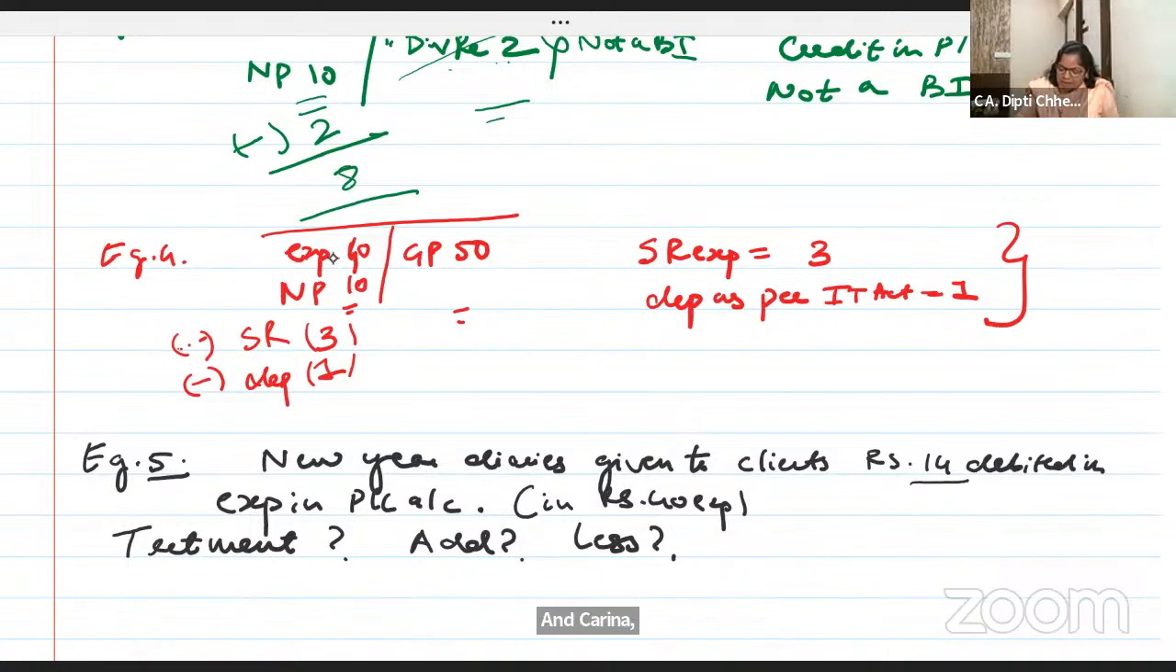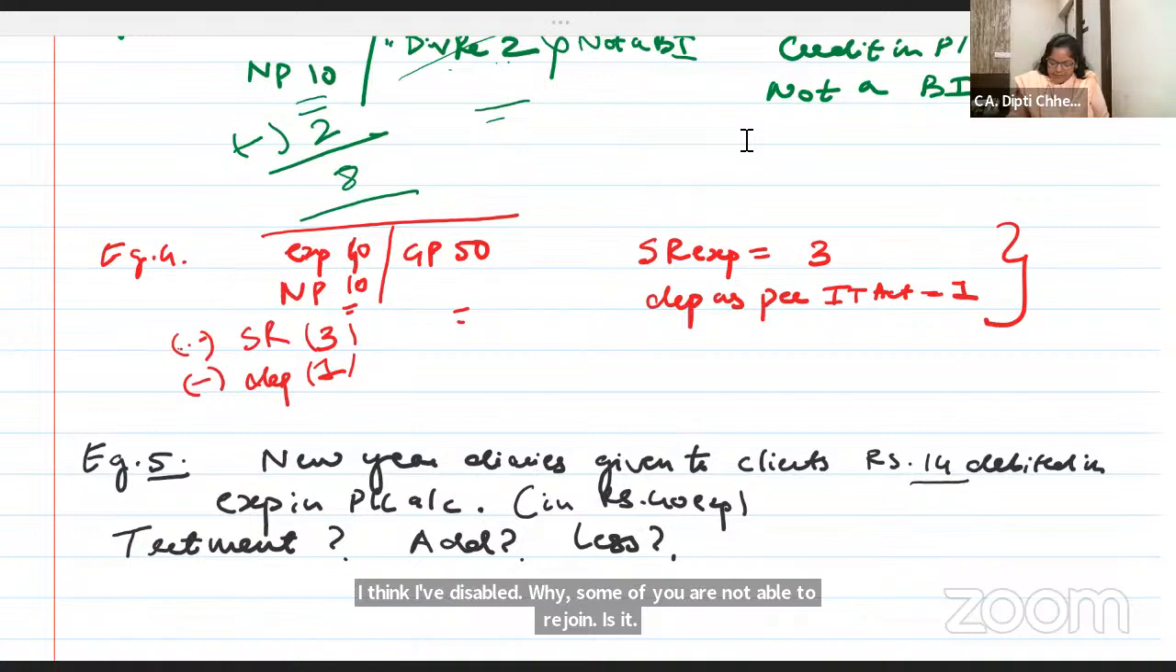Everyone should answer. If it is wrong, some of you have answered. Great, great, great. Okay, I'll tell you whose answer is correct. Come back in. I think I have disabled something. Why are some of you not able to rejoin? Please give me 2 minutes time. Till then, you all answer.